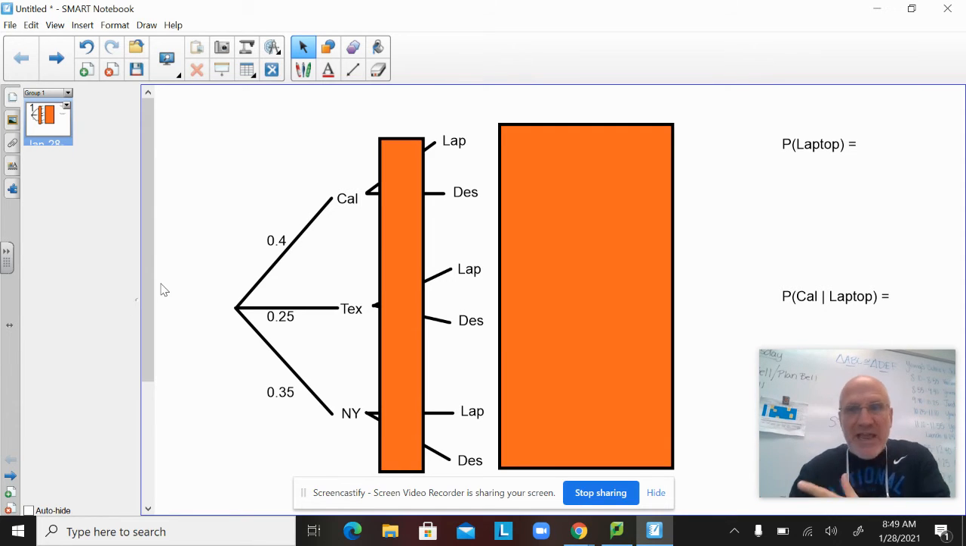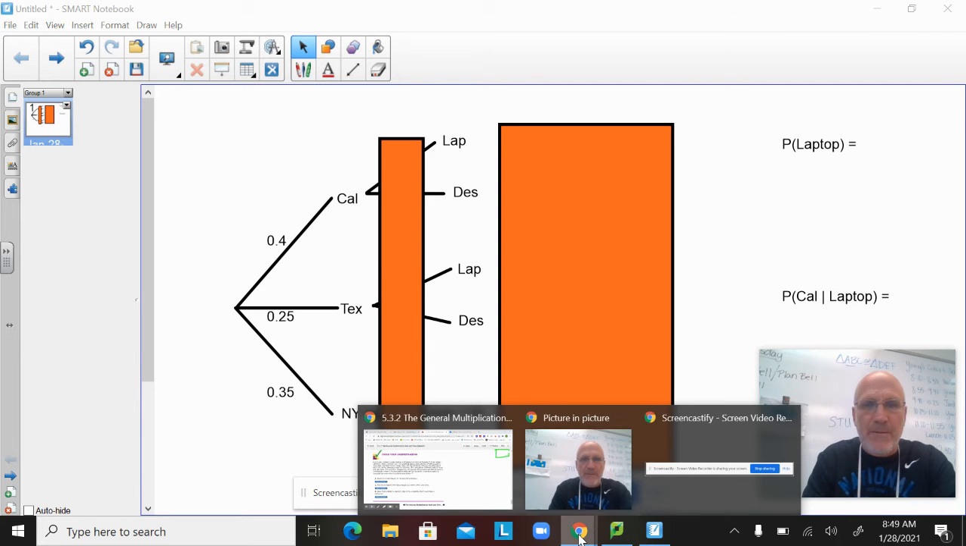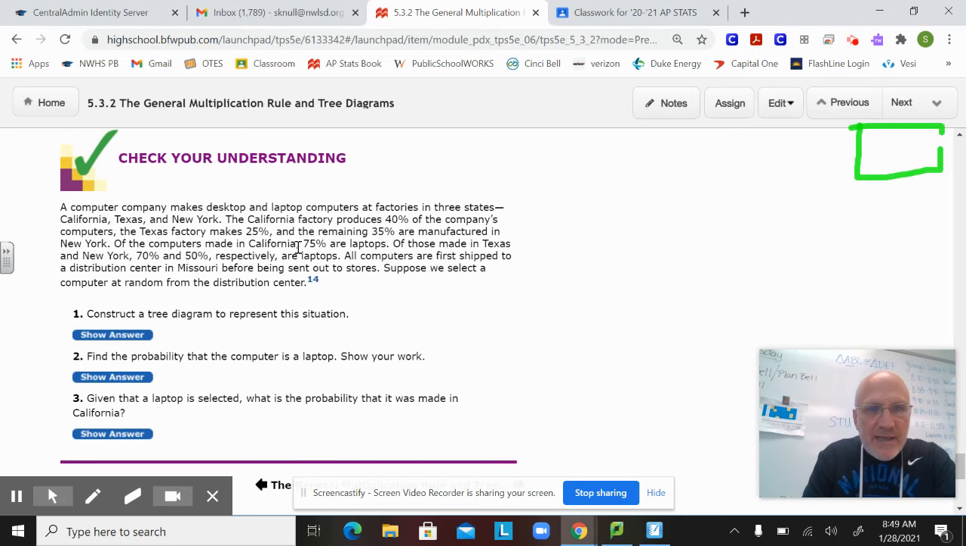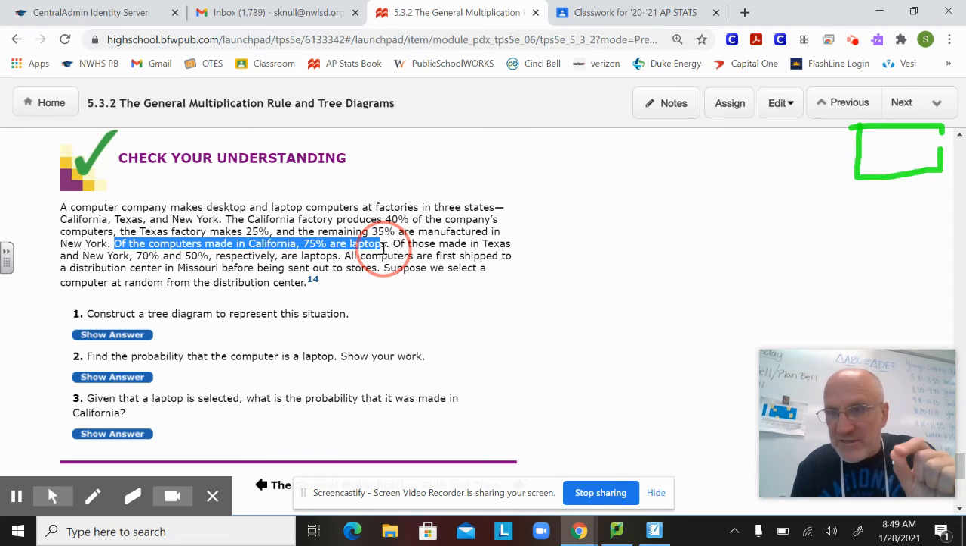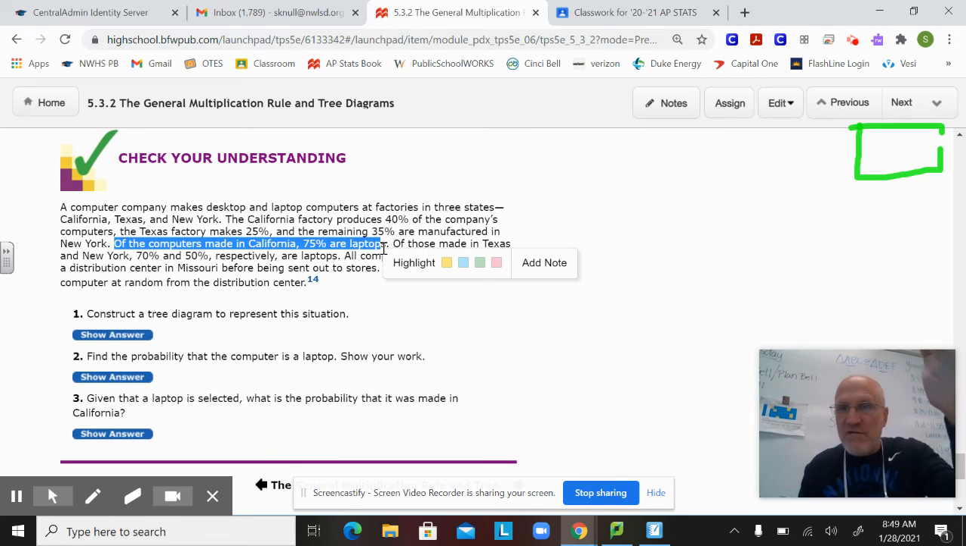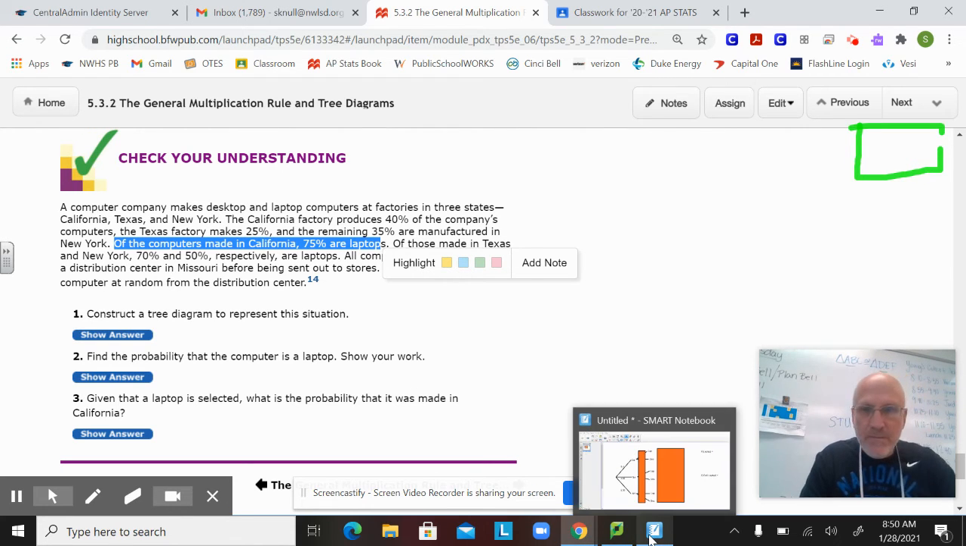Now within each state, it's going to tell us something else. Let's go back to the problem. We'll come back to this tree diagram. Then it says, of the computers made in California, 75% are laptops, which of course means the other 25% are desktop. That's in California, 75-25.